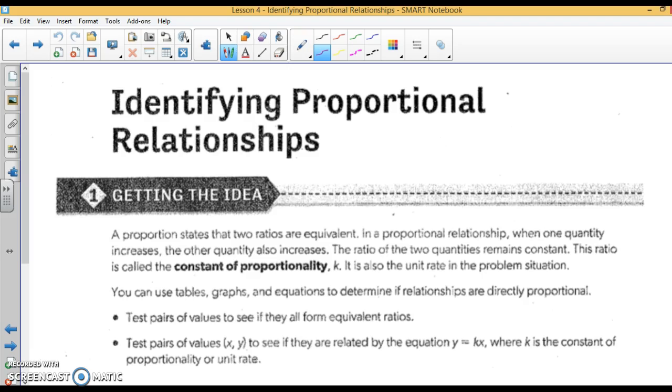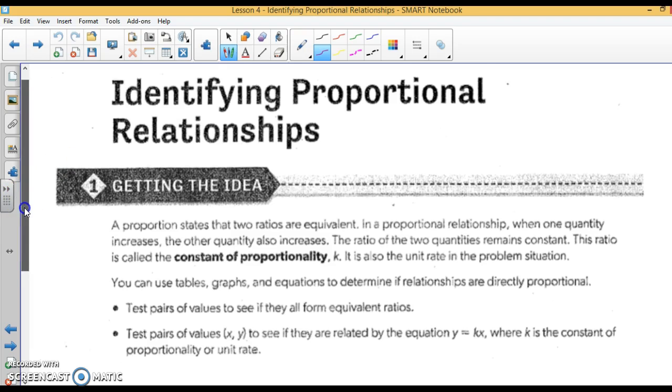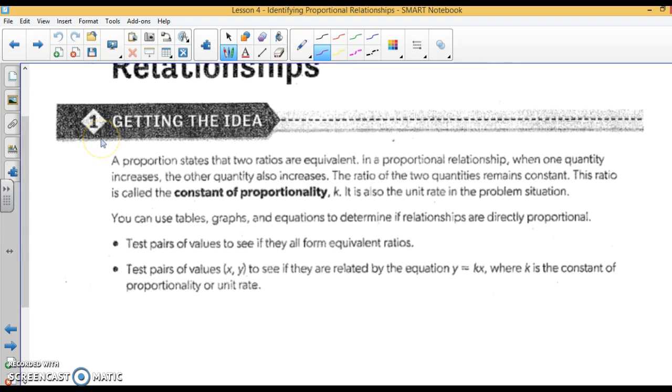Okay, I'm going to read this. It says, a proportion states that two ratios are equivalent. In a proportional relationship, when one quantity increases, the other quantity also increases. The ratio of the two quantities remains constant. This ratio is called the constant of proportionality, or K. It is also the unit rate. It's the unit rate. Now, we are going to write an equation.